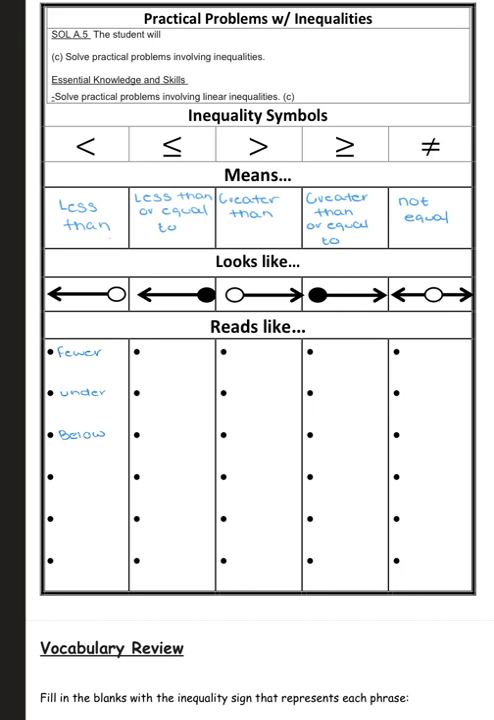All right, so less than or equal to, we have limit, we have maximum, capacity, and at most.